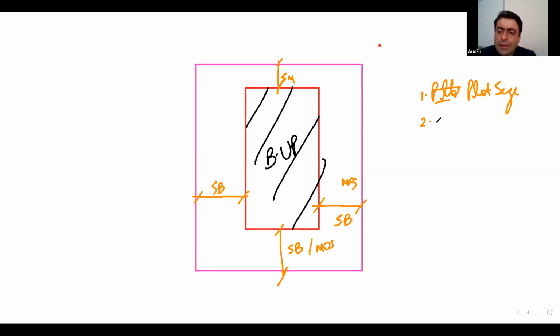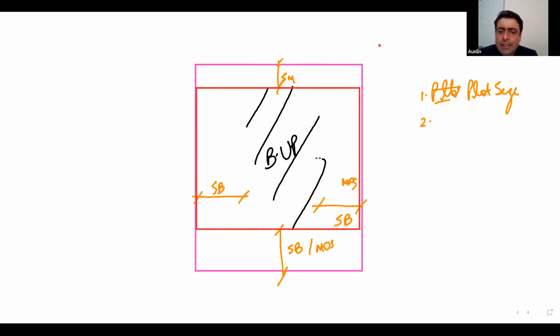Then, for smaller plots, you may not have to leave the side spaces, isn't it? As per the plot size, for smaller plots, you may not have to leave the side space. You just have to leave the space at front and back. I'm calling this the front right now. Let me just clarify. I'm calling this the front, this the back, and I'm calling these my sides.